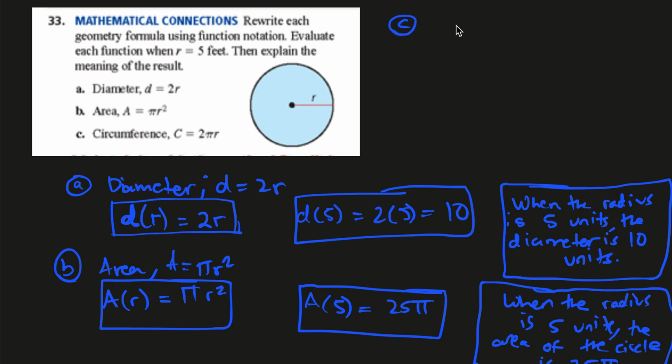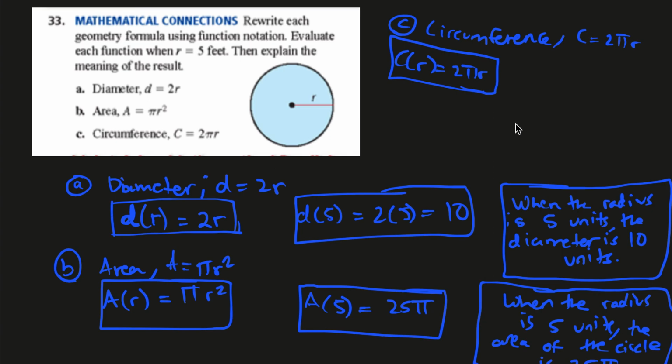Let's look at part C. So circumference, and these are all in terms of radius. Circumference is C equals 2 pi r. So C of r equals 2 pi r. Same thing here. Input of radius, output of circumference. So circumference is written in terms of the radius, which it typically is. And then if we have C of 5, this is equal to 2 pi times 5, or 10 pi. Not 5, not 2, 5. This is 10 pi.